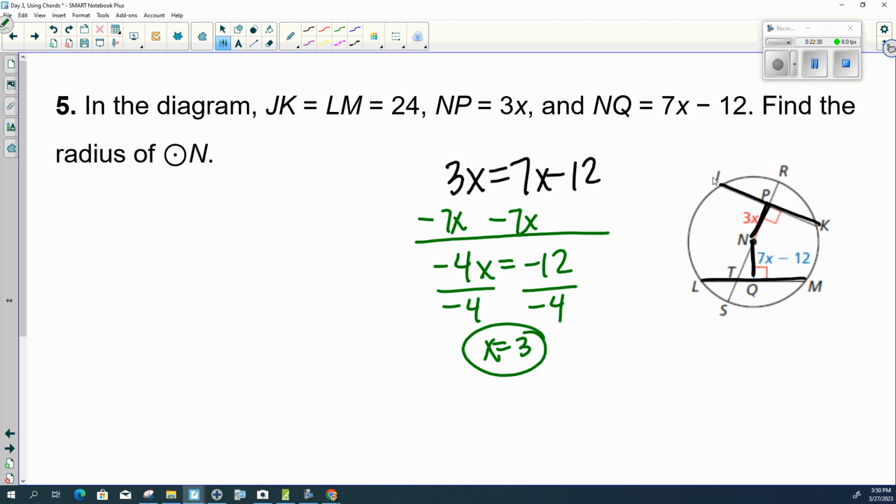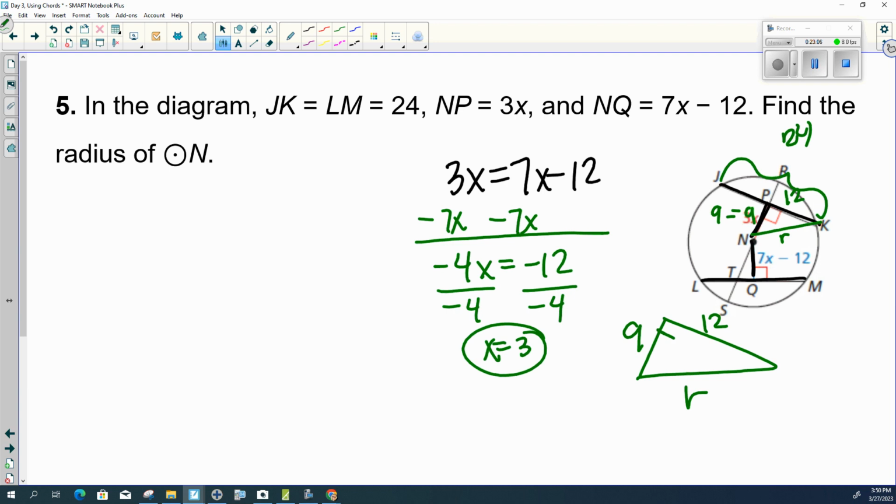All right, now I'm going to go look at what they wanted me to find. This distance here is 9. Find the radius of circle N. Okay, this is like the one just before it. Oh, except I didn't read that very carefully. JK equals LM equals 24. So if this whole entire thing is 24, when I create this right triangle that has a radius here, I'm going to use 12 and 9. So I might come and draw that. This is my radius. This is 12. This is 9. So use the Pythagorean theorem to find that radius.